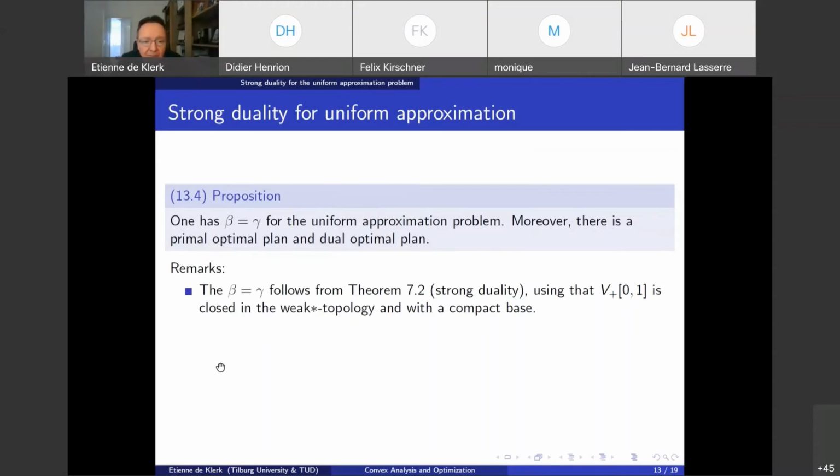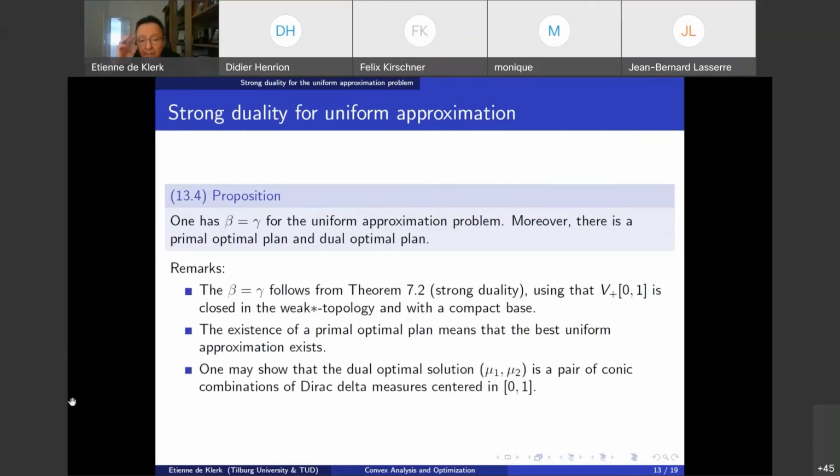So let's just quickly go through the idea of the proof. The key result is, of course, the strong duality theorem that we had in the first part. We need that the cone we work with is closed, and that it has a compact base. So the thing that we have to show is that the non-negative Borel measures on [0, 1] have a compact base given by the probability measures. And the existence of the primal optimal plan means that the best uniform approximation exists. So the problem is really well defined in that sense.